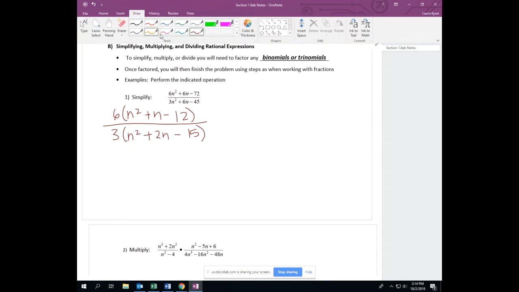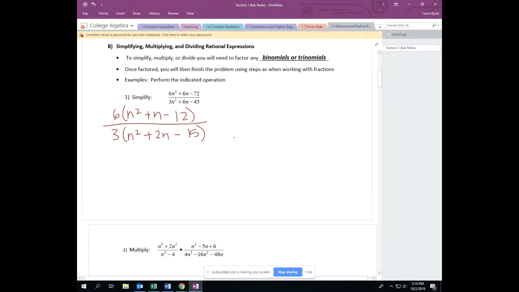So I'm going to take both of these trinomials one step further because both of them factor further. And on top, n squared plus n minus 12 factors into n plus 4, n minus 3.